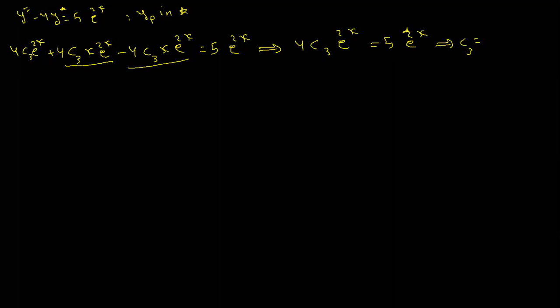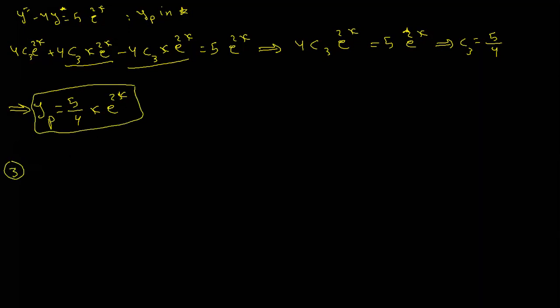C3 is what? 5/4. 5 over 4. So your YB is 5 over 4 x e to the 2x. This is the YB which I need to find in the second step.